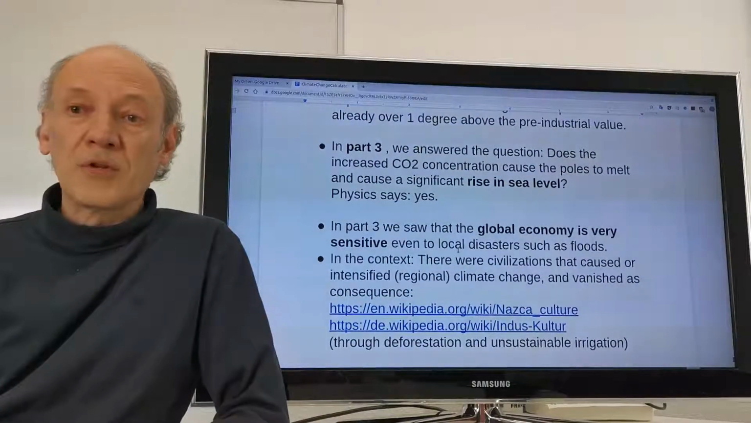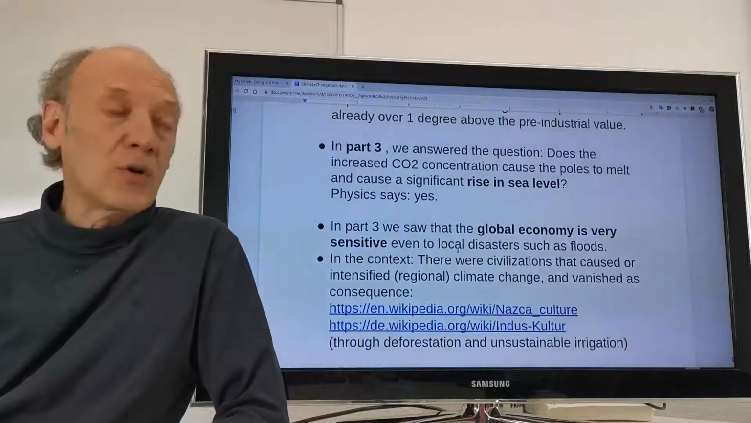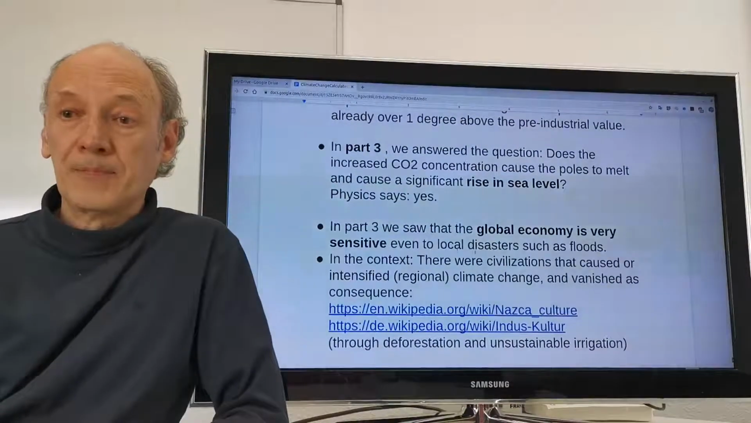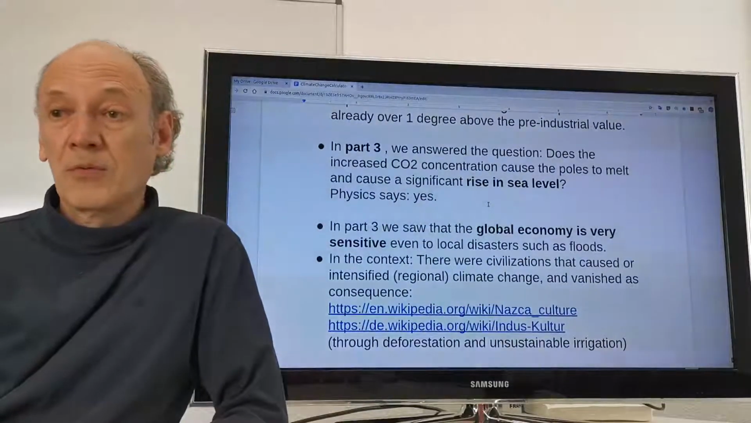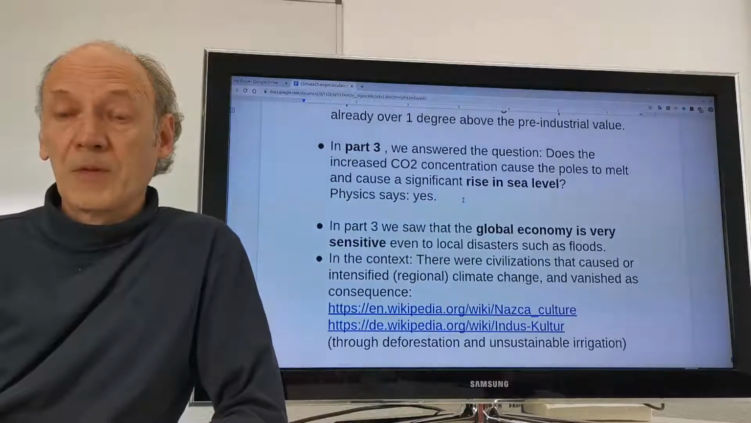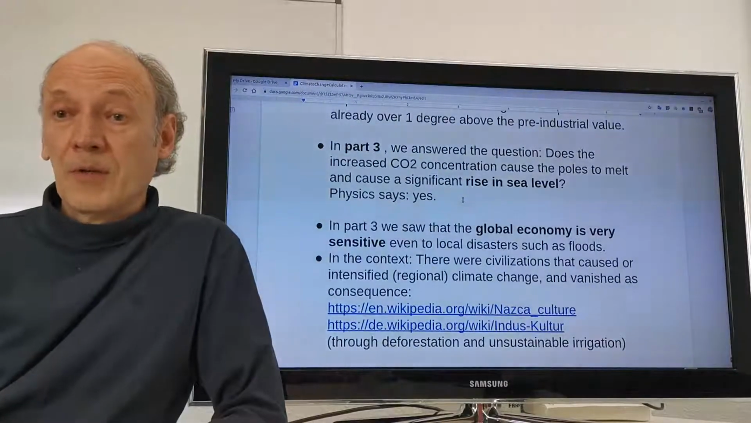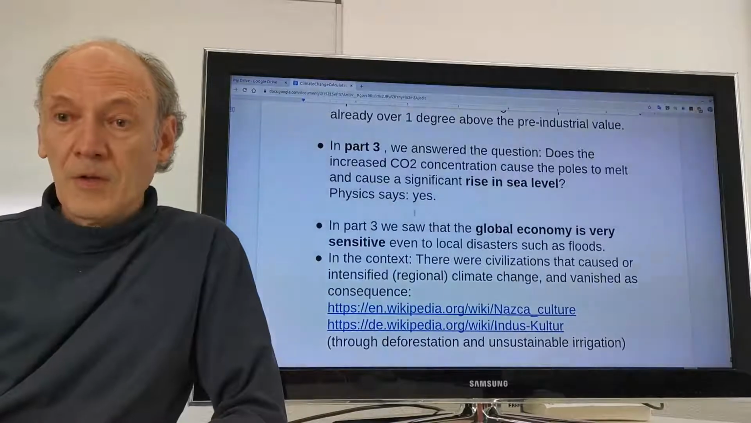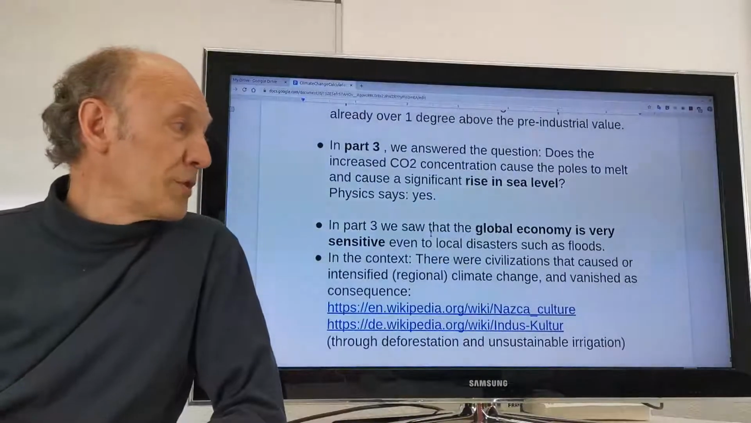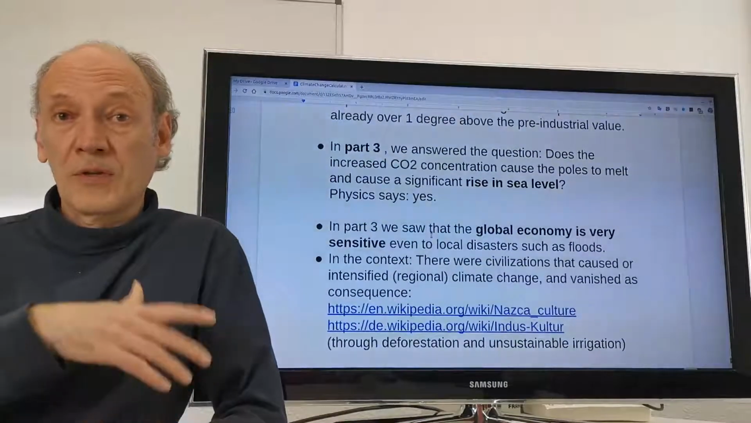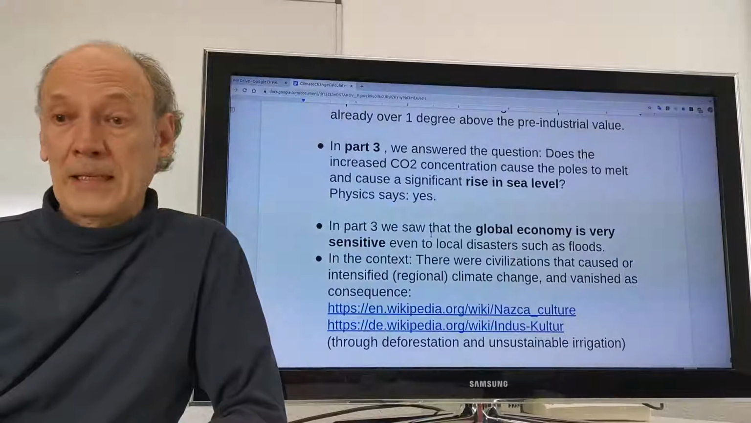So in part three, we answered the question, does the increase in CO2 concentration cause the poles to melt and cause a significant rise in the sea level? Right, and we also found physics says yes. So here we use simple physics of the heat capacity of water and the melting capacity of ice to find the sea level rise. We also saw that the global economy is very sensitive even to local disasters such as floods. We found that hard drive production, for instance, was impacted for years after a flood in Thailand.